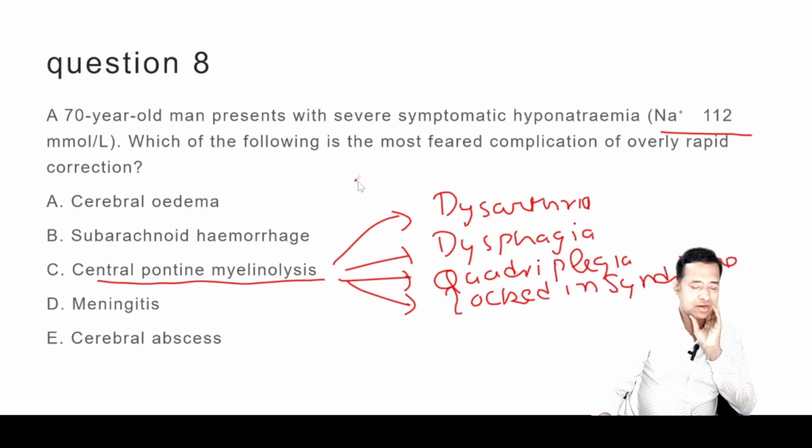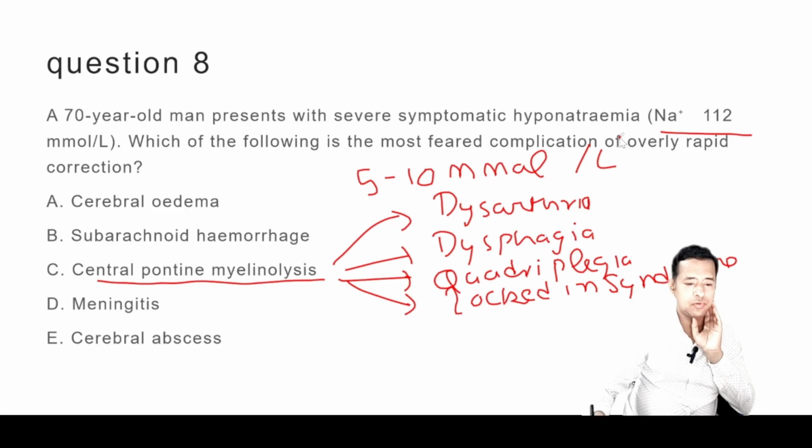For the first 24 hours, always correct by 5 to 10 millimole per liter.